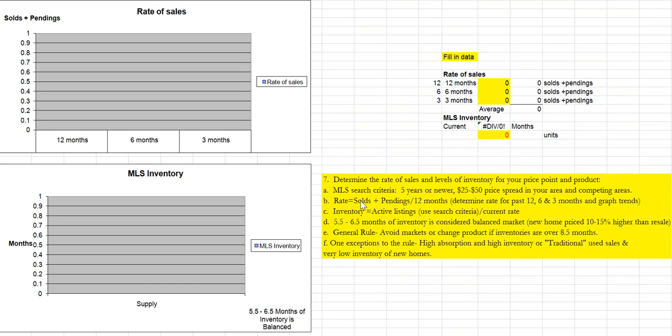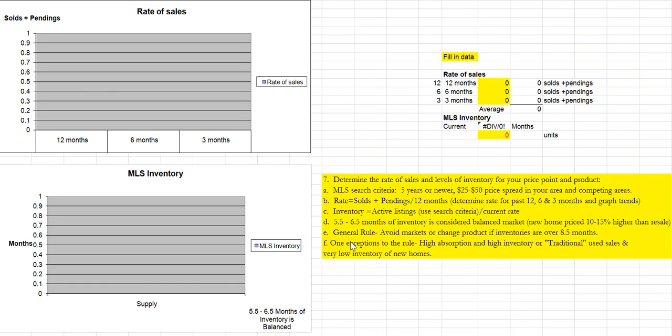Now, my rate of sales is simply the number of solds plus the number of pending homes divided by 12 months. That's one of my criteria. And then I'm going to average that out. What is the rate of sales for the last 12 months, 6 months, and 3 months? And that's what this little graph is right here. Inventory equals active listings using the same search criteria divided by the current rate.